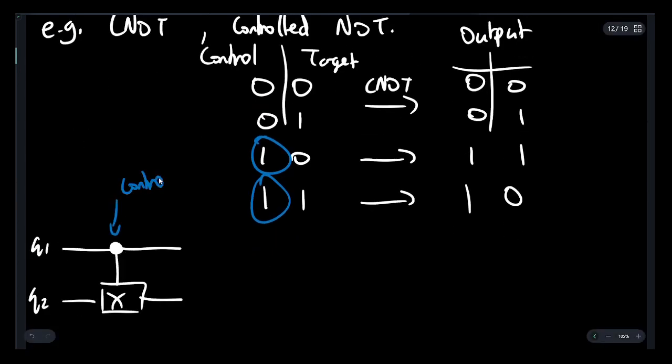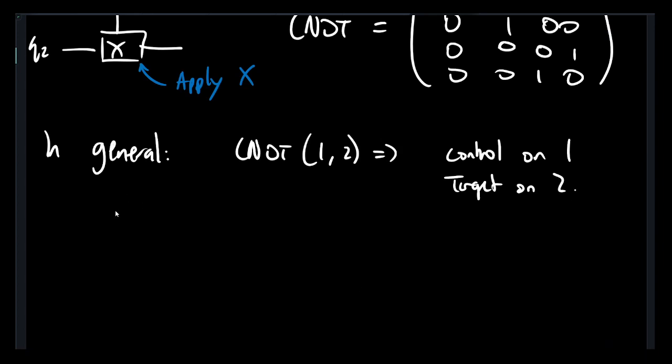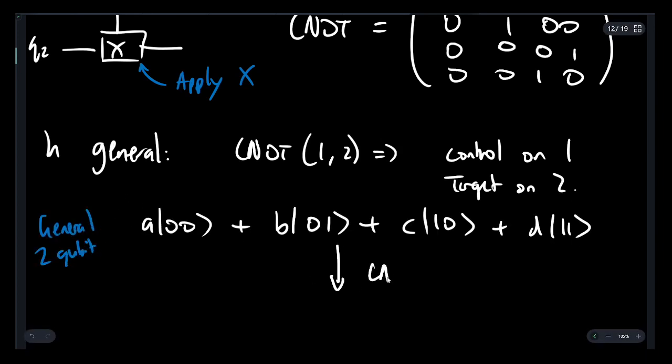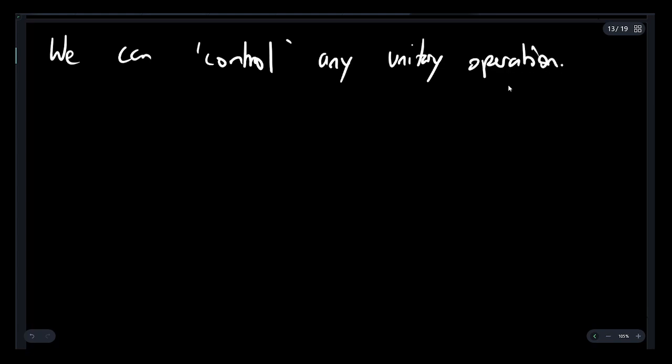In a quantum circuit, it looks something like this. And as a matrix, it looks like this. You can see how if the control is 0, we have the identity operation, but if the control is 1, we have the NOT operation. We can also apply the CNOT operation to any arbitrary 2-qubit state. In this case, the CNOT operation just simply flips or exchanges the amplitudes on the 1, 0 and 1, 1 states. We can in fact extend this idea of controlling to all such unitary operators.